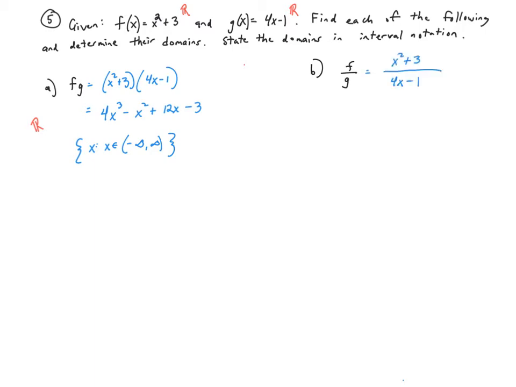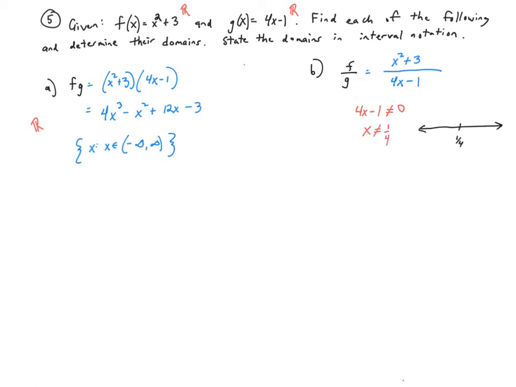F divided by g is equal to x squared plus 3 divided by 4x minus 1. There is one main restriction that we should notice. The denominator cannot equal 0. That means that x cannot equal 1/4.